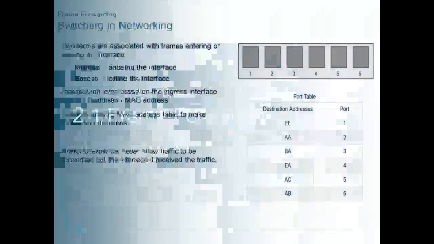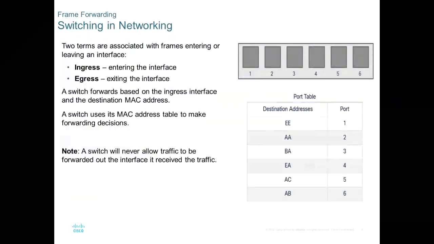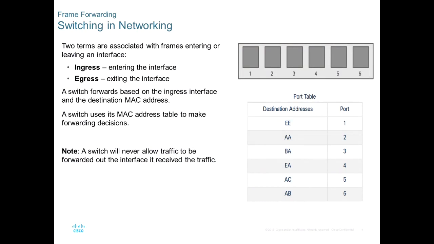So frame forwarding, basic terms you need to know is ingress and egress, which is basically in and out. Switches work at layer two, so we're looking at MAC addresses, and we record the MAC address of the source. Remember in our frames we have a source address and a destination address. So when a frame enters the switch, it knows that the source of that frame is attached to that port number. So in this little port table it creates, it'll put the source MAC address in and say which port number it came in on.